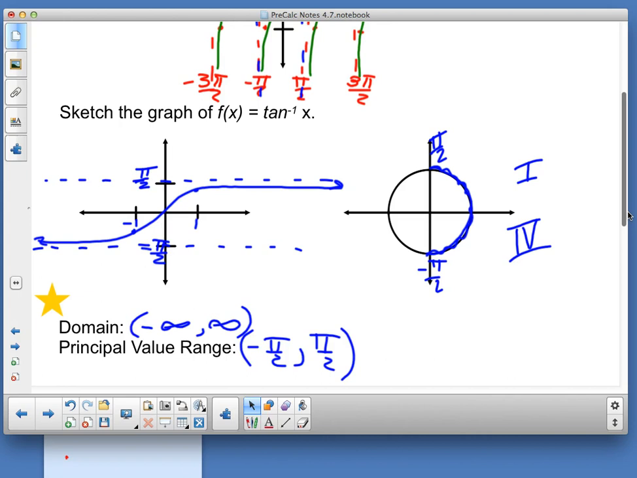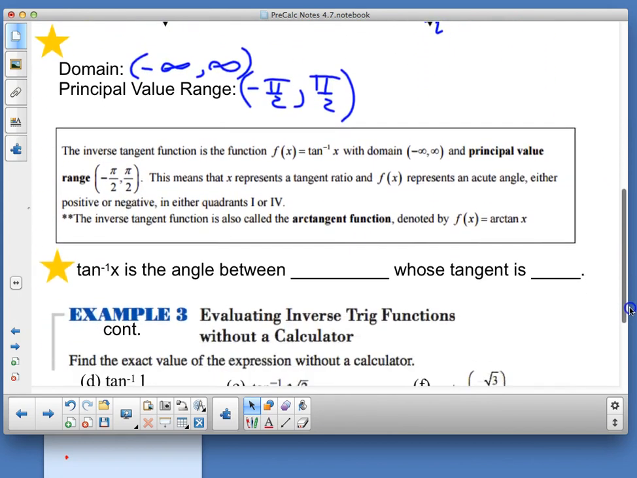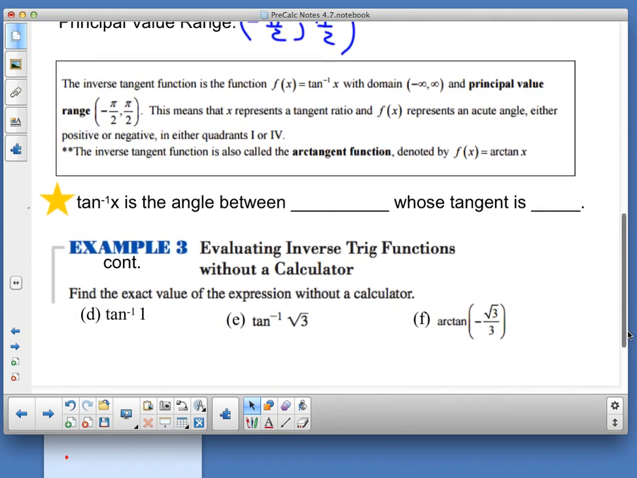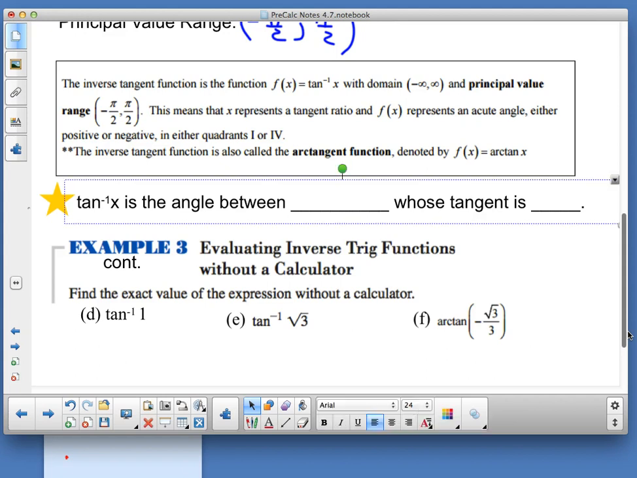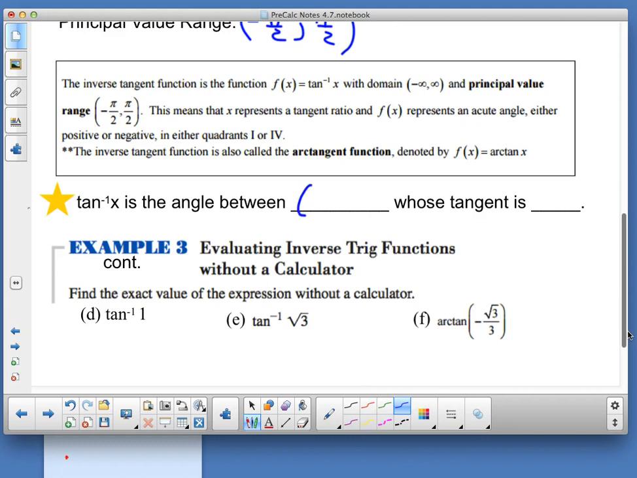Now, the inverse tangent function has the domain of negative infinity to infinity. So you can put anything into the inverse tangent function. So you've got to be careful about that, okay? And you'll only get out things between negative pi over 2 and pi over 2, okay? And this should be negative pi over 2 to pi over 2. And whose tangent is x?